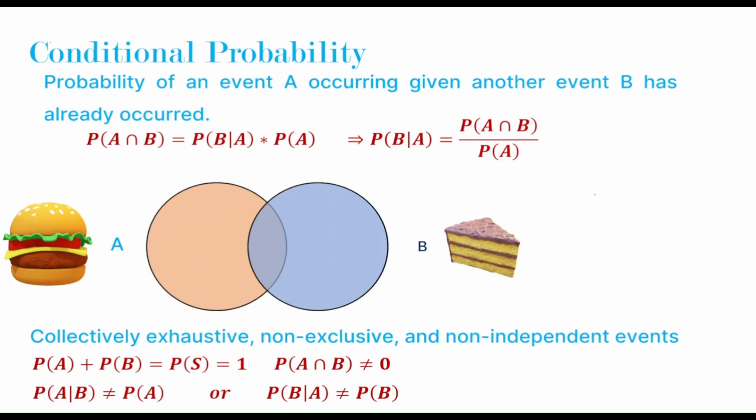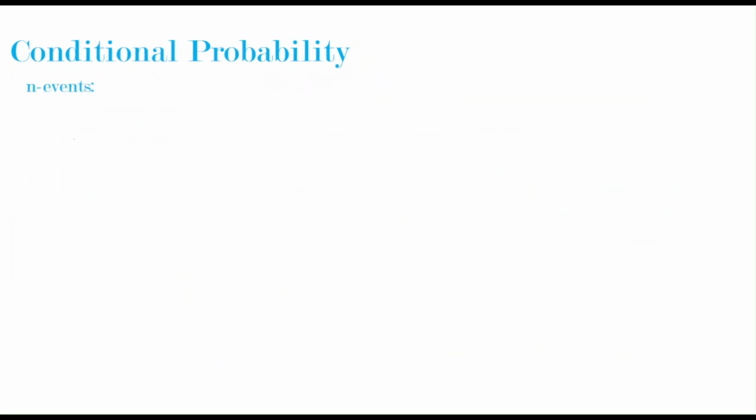We can also write it as probability of B given A, which equals the probability of A intersection B divided by probability of A. For example, consider that the probability of ordering the burger, or happening of event A, is 0.4 and the probability of ordering both burger and pastry is 0.2. In that case, if we find the probability of ordering the pastry when burger has already been ordered, it will become 0.2 upon 0.4, which equals 0.5. Similarly, we can also calculate it for any event when n-1 events have already occurred. Consider having events A1, A2, to An.